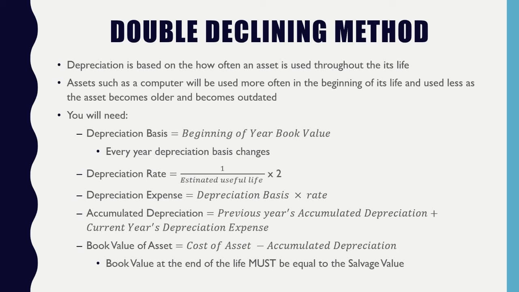Same thing with the accumulated depreciation and book value. You're going to have your previous year's accumulated depreciation plus your current year's depreciation expense. And lastly, to determine your book value, which also becomes your depreciation basis, it's your cost of the asset minus the accumulated depreciation. You get that number, and that's what you're going to use for your depreciation basis.